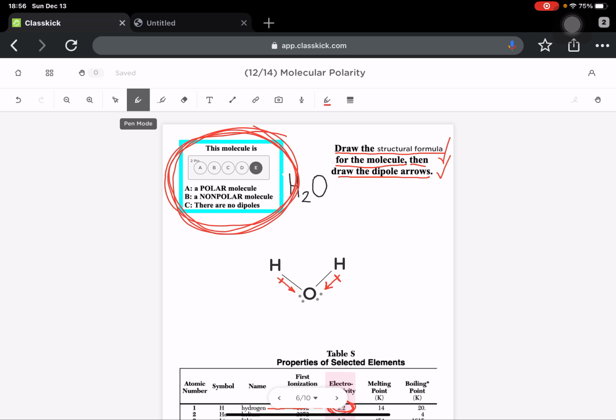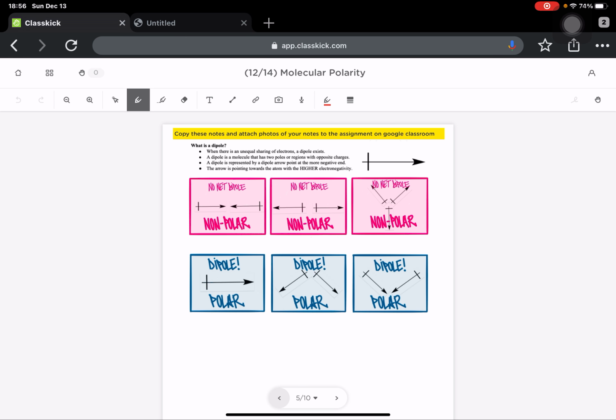Okay, so it's asking me, is this a polar molecule, non-polar molecule, or are there no dipoles? Obviously, we're going to cross that one out. That one is only for diatomic molecules. And now I'm between polar and non-polar. All right, I think there's something in the notes about this. Let's see. Would you look at that? Yes, there is. There are some notes on this.